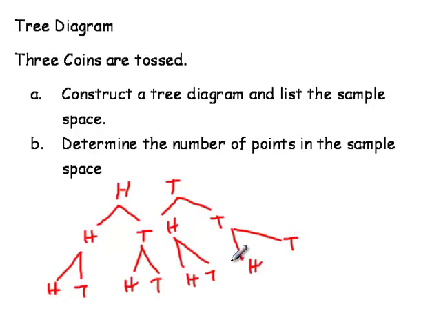Each of these branches will give us one of the possibilities. We could have 3 heads. We could have 2 heads and then a tail. Or maybe it's a head, a tail, and a head. Or it's a head, a tail, and a tail.